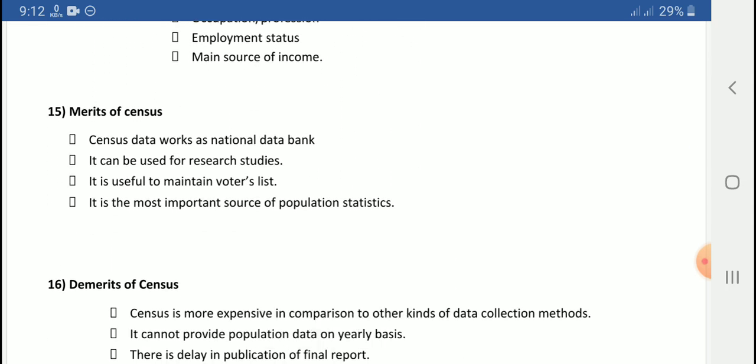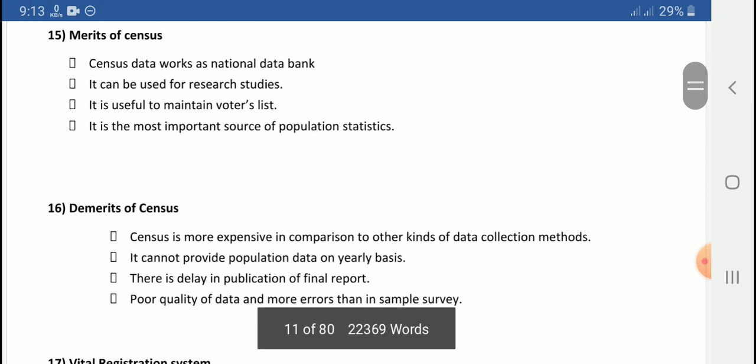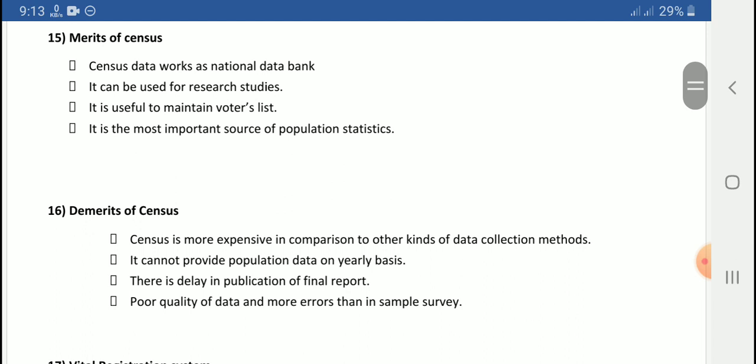So here are the merits or advantages of census and disadvantages of census. Advantages of census are: census data provides a national data bank. It can be used for research studies. It is useful to maintain the voters list. It is the most important source of population statistics, and it has disadvantages as well.